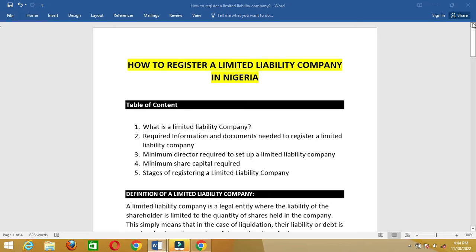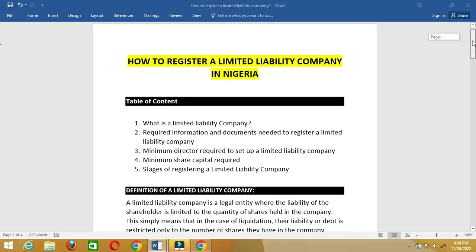Number two, required information and documents needed to register a limited liability company. Number three, the minimum directors required to set up a limited liability company. Number four, minimum share capital required. And number five is the stages of registering a limited liability company. Now these stages have to do with the practical section, although I will just give a brief review of the stages. Then in the next video you are going to watch a live session on how the registration goes.